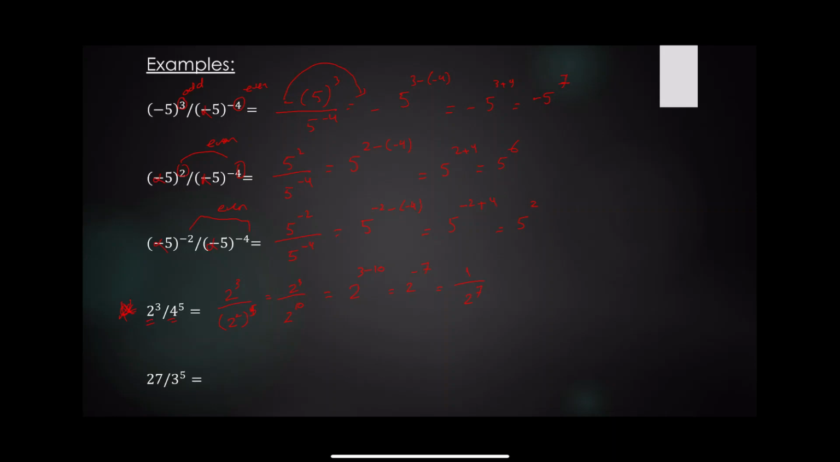27 divided by 3 to the power 5. Be careful with this example. 27 can be written as 3 to the power 3 over 3 to the power 5, which is 3 to the power, similar bases, 3 minus 5, which is 3 to the power negative 2, which is 1 over 3 to the power 2.